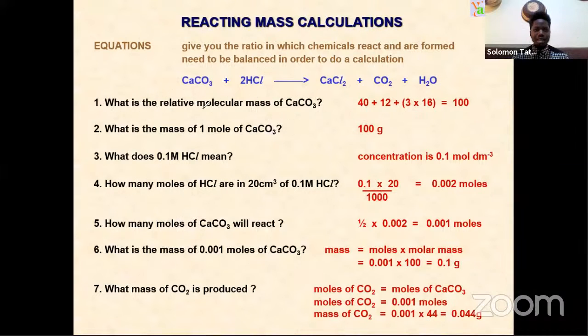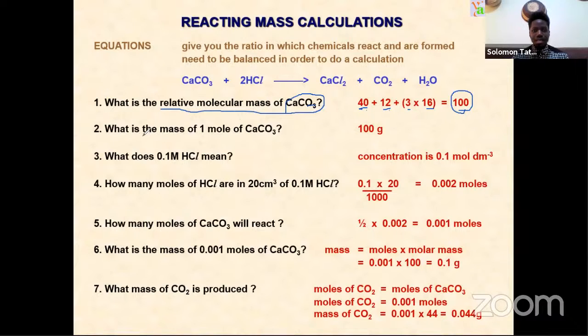And you're tasked to calculate the relative molecular mass of calcium carbonate. We said you just substitute in the relative atomic masses of each atom in here. For calcium, it is 40. For carbon, it is 12. And oxygen, we have 3 atoms. Therefore, it will be 3 multiplied by 16, which is its relative atomic mass. And the total would be 100. Okay.